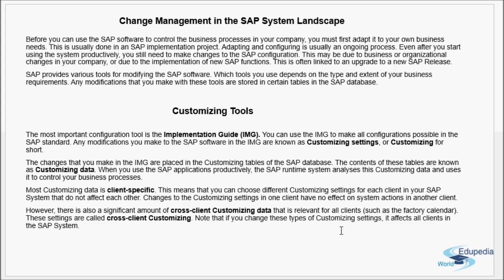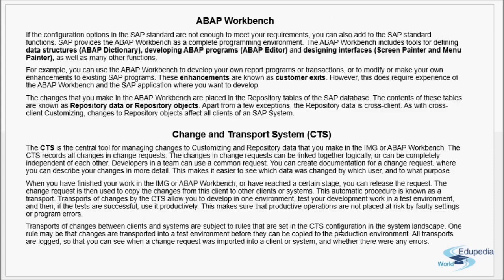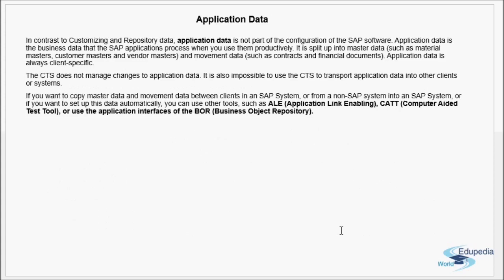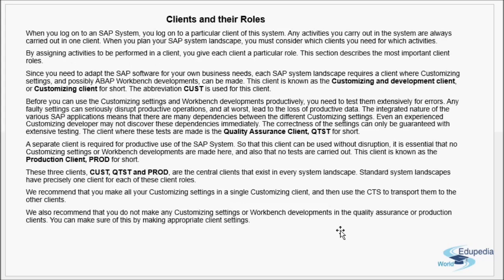Next we have learned about customizing data, then repository data. Then we learned what CTS is, the change and transport system, and application data. So we have seen different types of data, and transport is nothing but the movement of data between systems or clients.